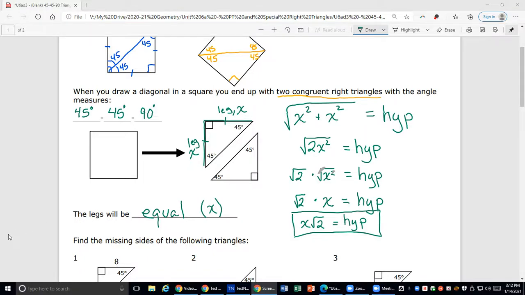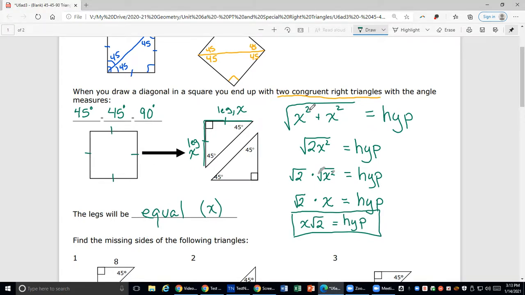Welcome back. In the last video, we talked about where the special 45, 45, 90 degree triangle comes from. We said when we divide a square in half, we end up with 45, 45, and 90 degrees in each of the two halves of the triangle, where the legs of that triangle are going to be exactly the same because, again, they come from a square, which has sides that are exactly the same.